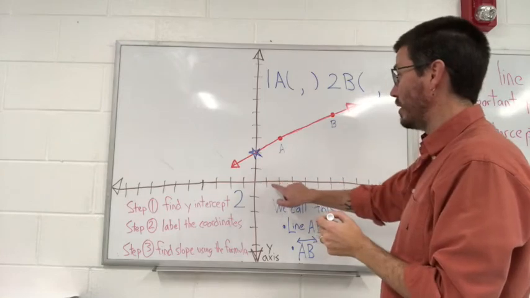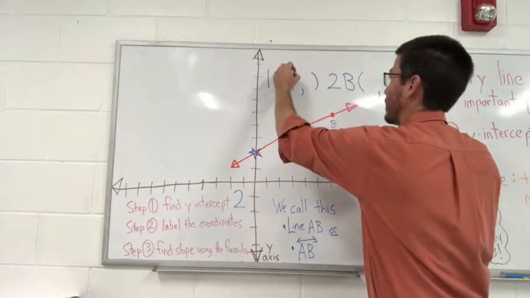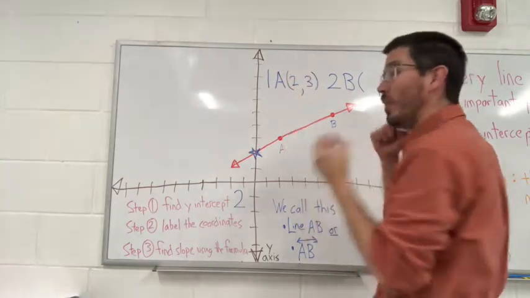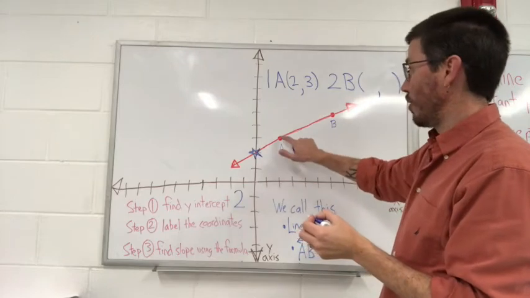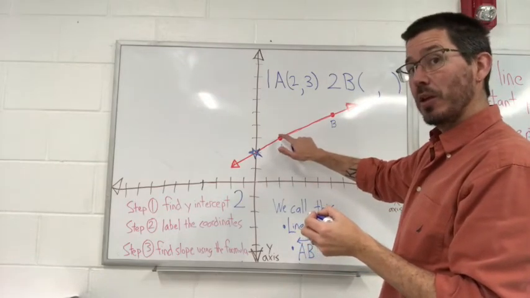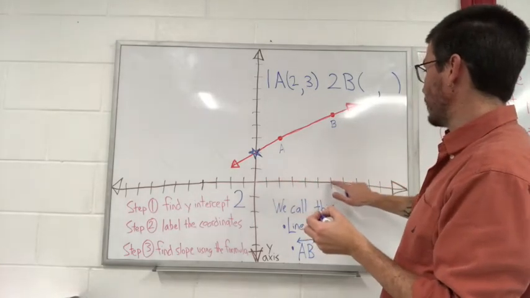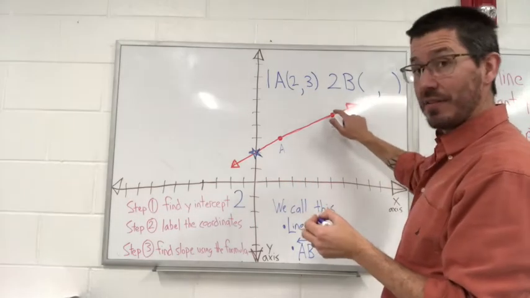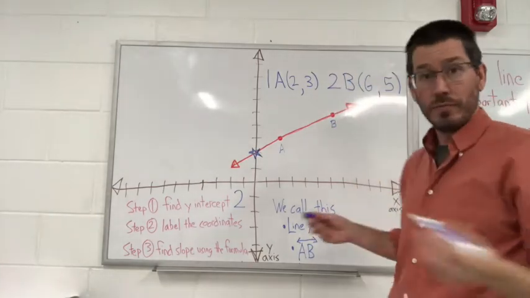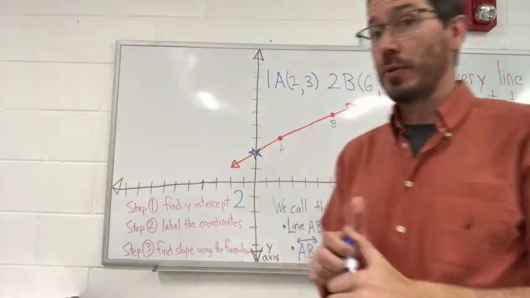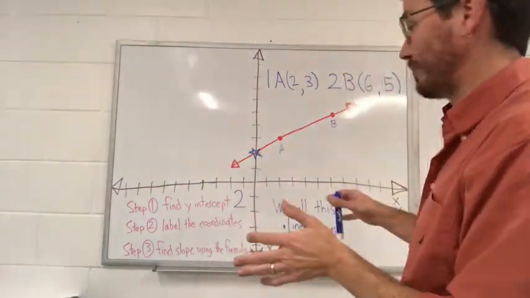A is at 1, 2, 1, 2, 3. So it's at 2, 3. We found A by going over 2 and up 3. Similarly, we will find B, 1, 2, 3, 4, 5, 6, then 1, 2, 3, 4, 5. So we went over 6 and up 5. You've been doing that for the longest. Most of y'all knew how to do that when we reviewed it this year. We've been doing that for weeks now.